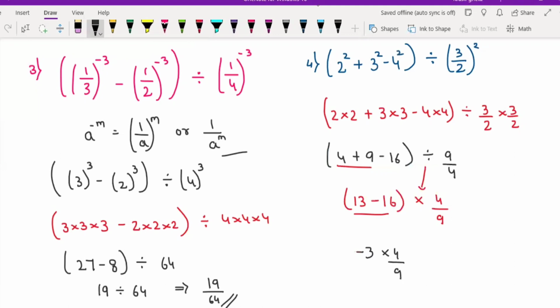Here we can do the cancellation as well. As you can see, 3 ones are 3, and 3 threes are 9. So the final solution, minus 1 into 4, gives you minus 4 by 3. That's the fourth solution. Let us go with the next one.